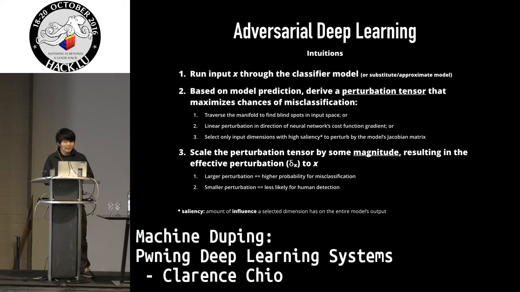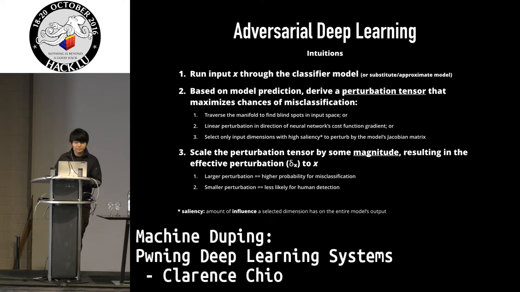So basically, the intuition for how you generate examples for adversarial deep learning is you run an input sample through the classifier model. If you don't have access to the classifier model, let's say you were trying to do it for an online malware classifier that you don't know what model they're using, you don't know what data they used to train the model, then you just have to use a substitute model, which I will go into later.